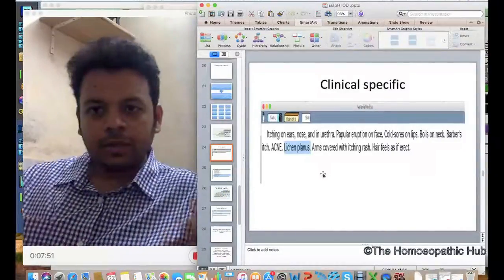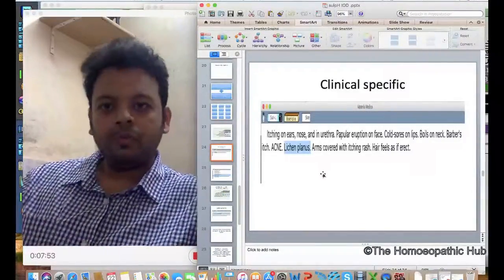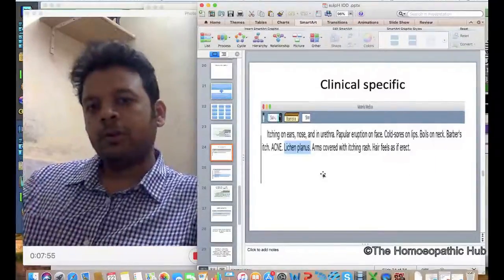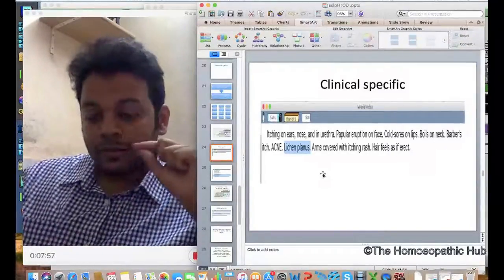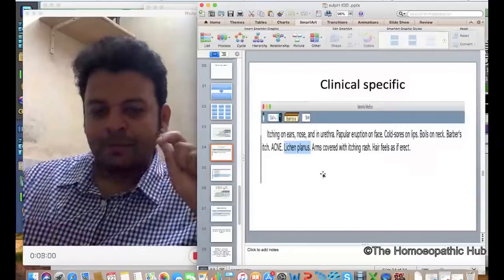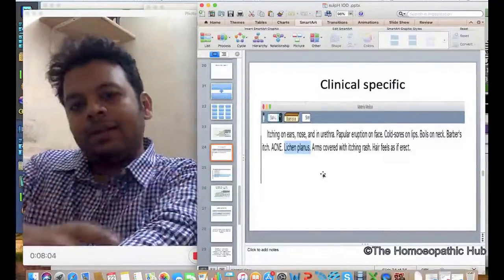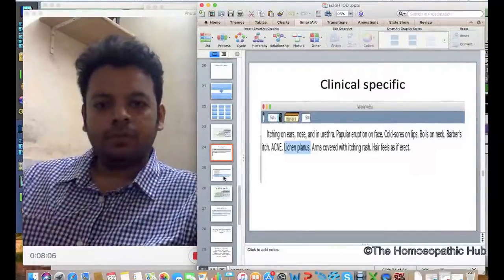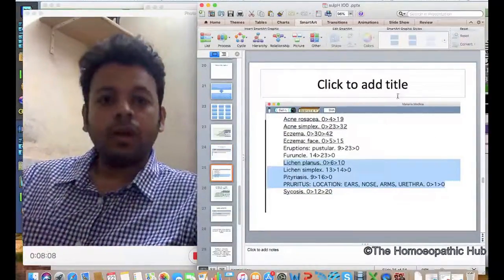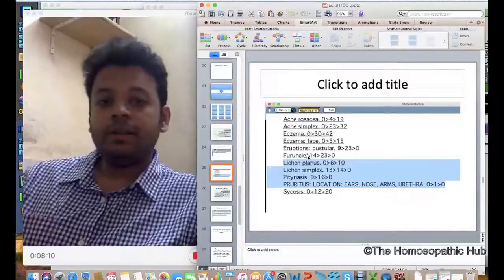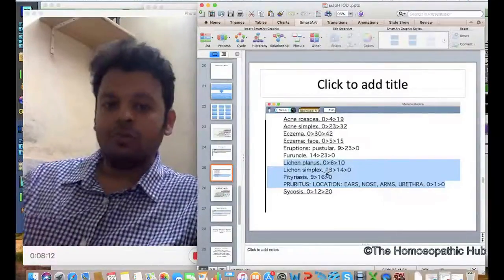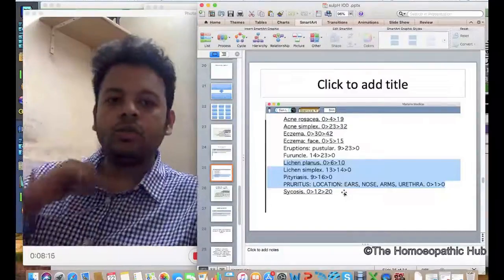Clinically, I have seen my guru, Dr. Vijay Vaishnav, who is now based in California, cure lichen planus with this remedy in case after case, especially on the arms. A lot of lichen planus with itching. And you can see Boericke's repertory has given lichen planus, pityriasis also, and pruritus of ear, nose, arm, urethra.